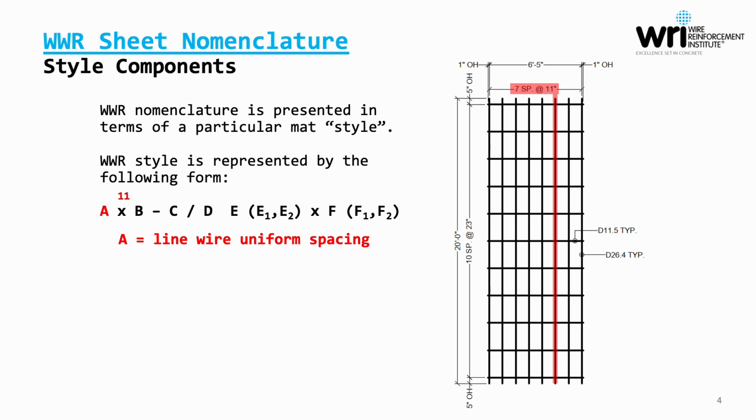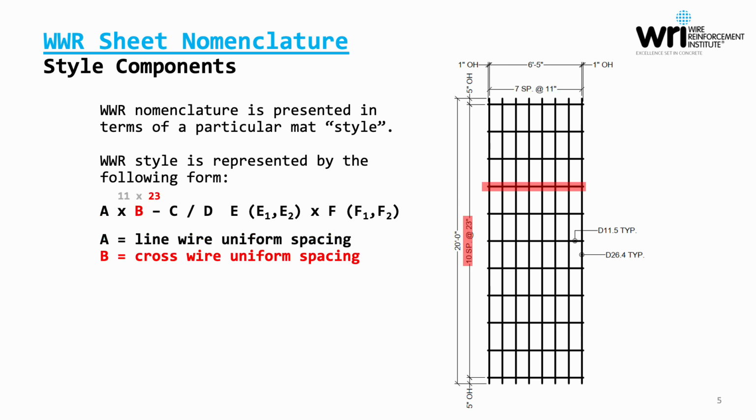The first component of a welded wire reinforcement mat style is attribute A, and this corresponds to the line wire uniform spacing. A line wire is nothing more than the long wire on the fabricated mat of welded wires. So here we have 7 equal spaces of 11 inches, so that attribute A is 11. The companion to that is the spacing of the cross wires that run in the transverse direction. So attribute B, here we see we have 10 equal spaces of 23 inches on center, so we have an 11 by 23 pattern. So A is line wire, B is cross wire. These are uniform spacings.